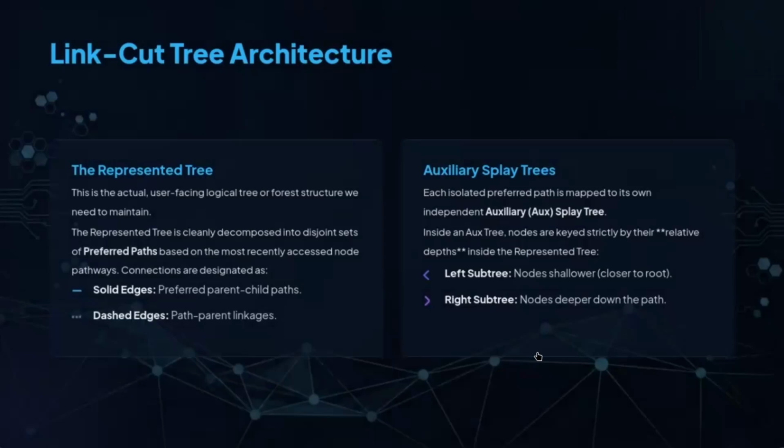The second structure is the auxiliary splay trees. Each isolated preferred path from our represented tree is mapped to its own independent auxiliary splay tree. The golden rule of an auxiliary tree is that its nodes are keyed strictly by their relative depths inside the represented tree. This means the left subtree always contains nodes that are shallower or closer to the root, while the right subtree contains nodes that are deeper down the path.